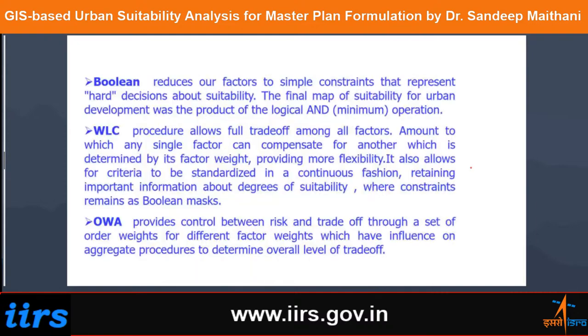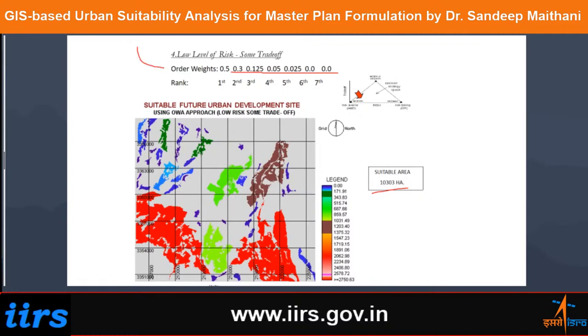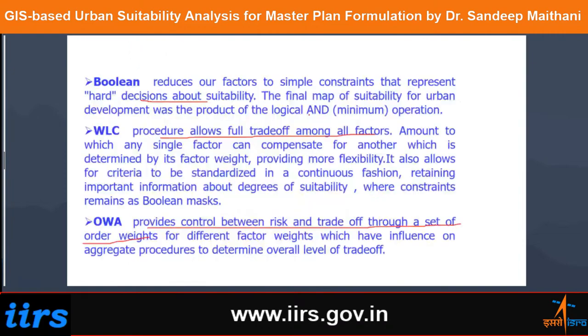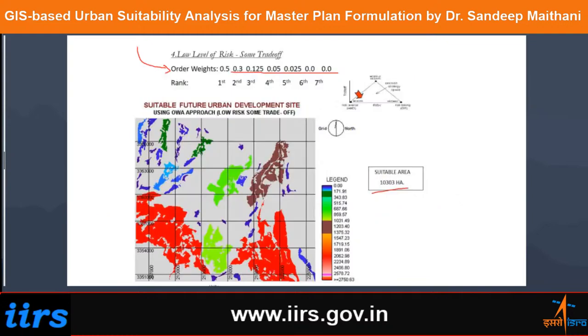In final, you can say Boolean reduces our factors to simple constraints that represent hard decisions. WLC allows full trade-off among factors. And ordered weighted average provides control between risk and trade-off through a set of order weights. Either you can take all weights to be one, then you come somewhere in the middle, that is called WLC, or you give order weights and then you try to control how much risk you can take.